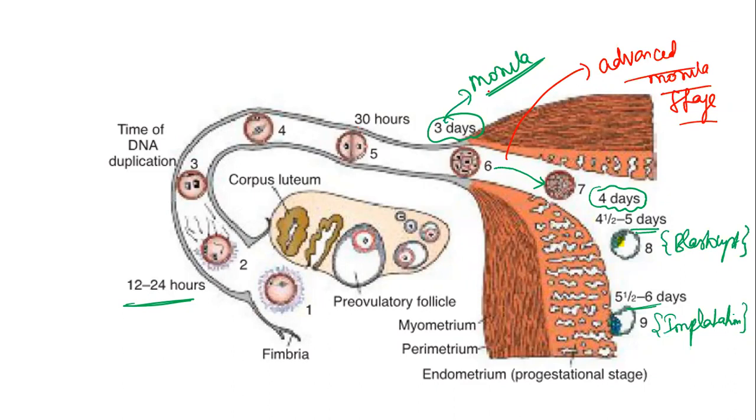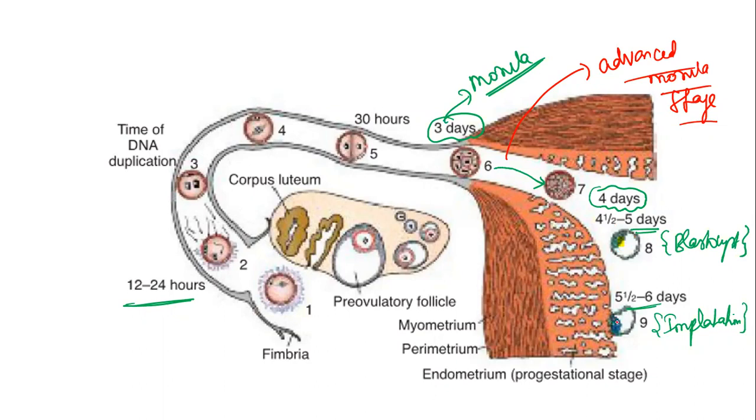Then we have the advanced morula stage that is formed on the fourth day, that gets into the uterus. When it gets into the uterus, the uterine fluid enters the morula stage and forms a cavity called the blastocele. As a result, I get two layers, an outer cell mass and an inner cell mass. The outer cell mass is called the trophoblast, the inner cell mass is called the embryoblast, right? And this trophoblast is going to help in the implantation. So this is the implanted embryo.